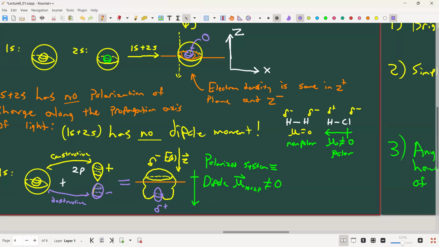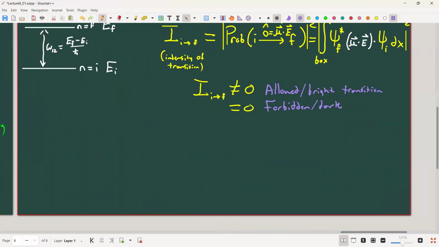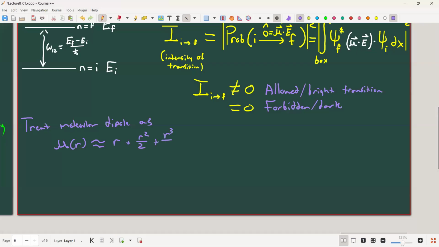So the idea is that we can treat the dipole mu, as a function of r, as r plus r squared over 2 plus r cubed over 6 plus dot, dot, dot. That's a Taylor expansion, a Taylor series. And what we're going to do is just say it's r. We're just going to take the linear part. So this is called the linear dipole.